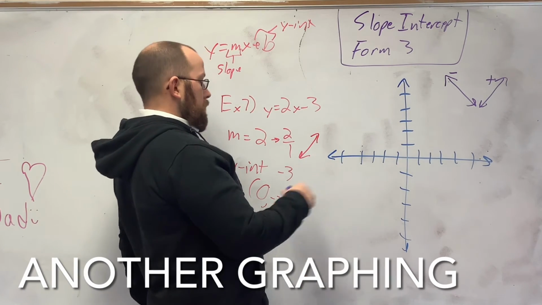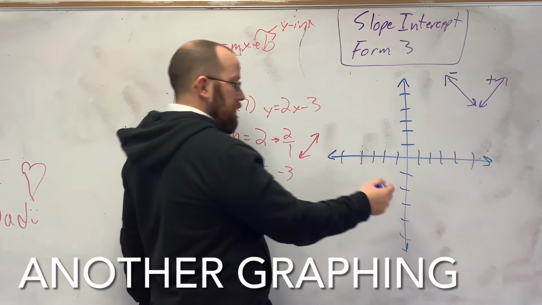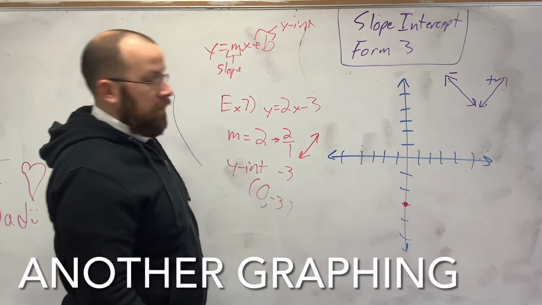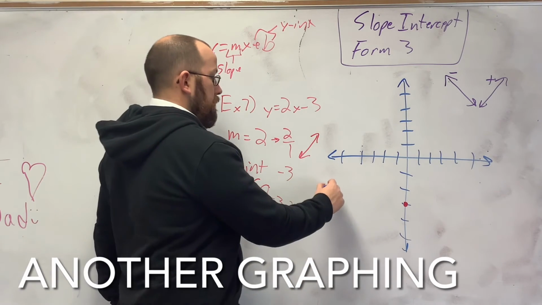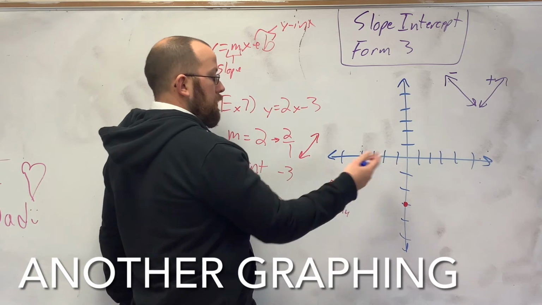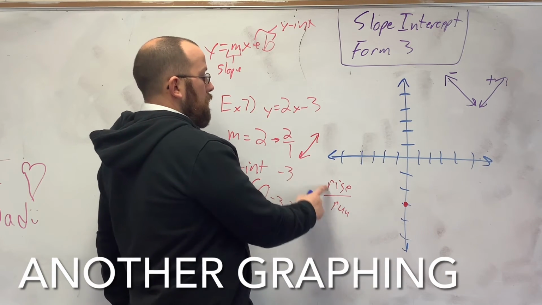So where do we start? Well, from the y-intercept, of course. 0, -3. And then we have to do rise over run. If you want to run over first, you're more than welcome to. But I like to go rise and then run.